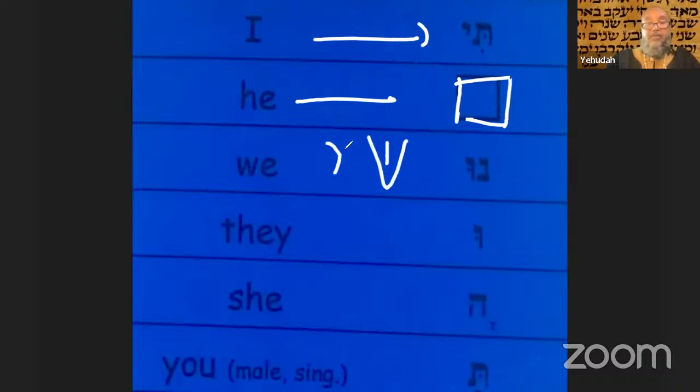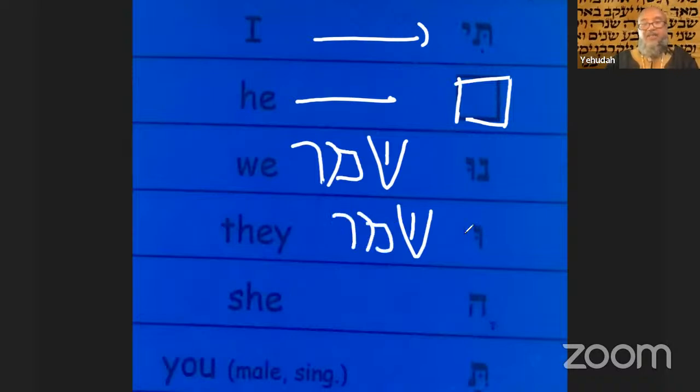That's your 3-letter root. Masculine. He's already done. Perfect. I don't need to add anything. That's why it's an empty box. Now I wanted to say they guarded. I will put this right here.